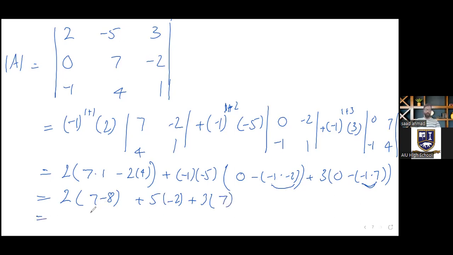So we have 2 into -1 plus 5 into -2 plus 3 times 7. That is -2 minus 10 plus 21. Okay, so that is 21 minus 2, that is 9. So the determinant for this one is 9.